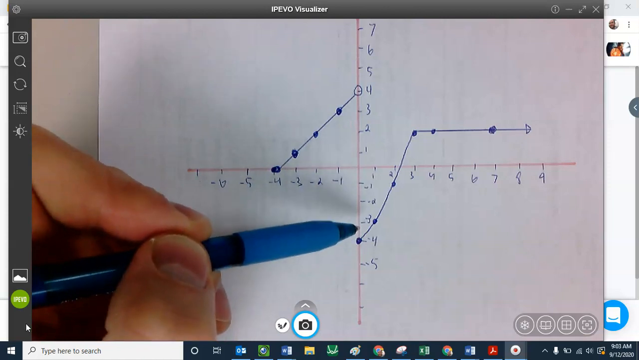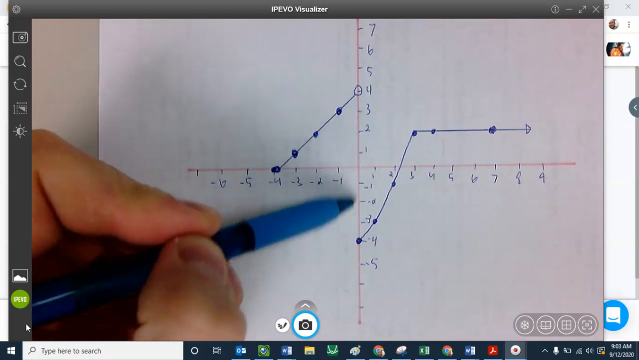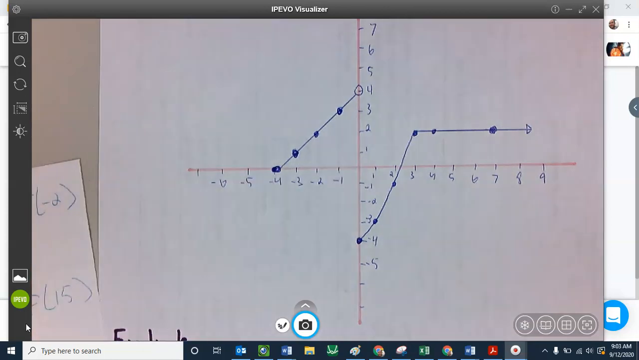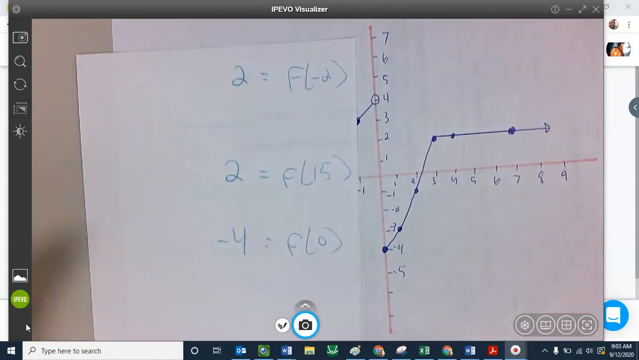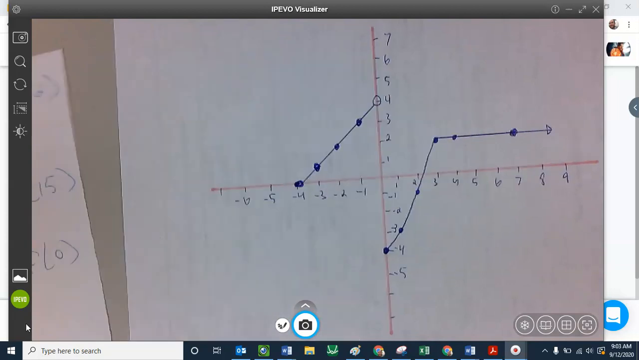So if I was going to evaluate f of 0, I would go down to negative 4 to get my answer because that's inclusive. We're including that one. So f of 0 equals negative 4. All right, moving on.